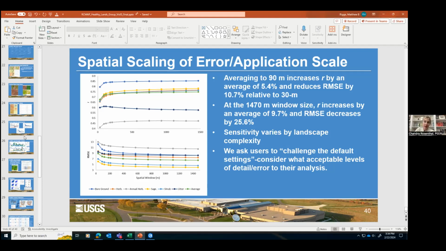That makes sense to me. And I know Laura has a question. Okay. One pixel is about a quarter acre. Okay.